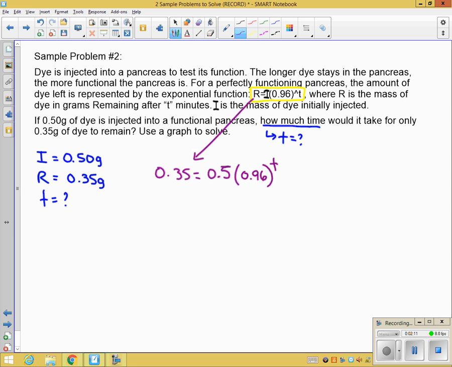So to solve this by graphing, because it is too complicated to get a common base, or to solve by systematic trial and error, we are going to break this up so that we've got the left half being y equals 0.35, and the right half is going to be y equals 0.5 times 0.96 to the power of t. And we're going to graph those two equations. So I'm going to go to Desmos online graphing calculator, or to the app if you wanted to download it on your phone.